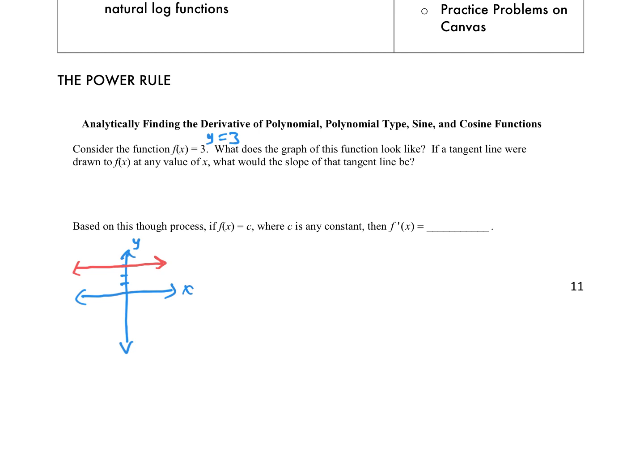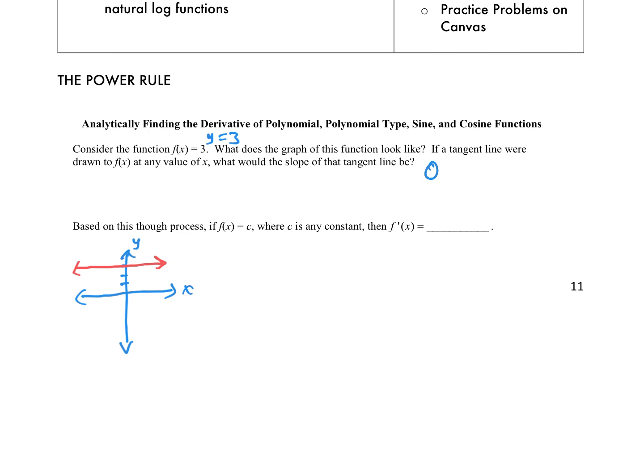So the question here is, if a tangent line were drawn to any value of x, what would the slope of that tangent line be? Well, if you draw a tangent line, it's just going to pretty much be horizontal as well. So it's probably safe to say that this tangent line would have a slope of 0.